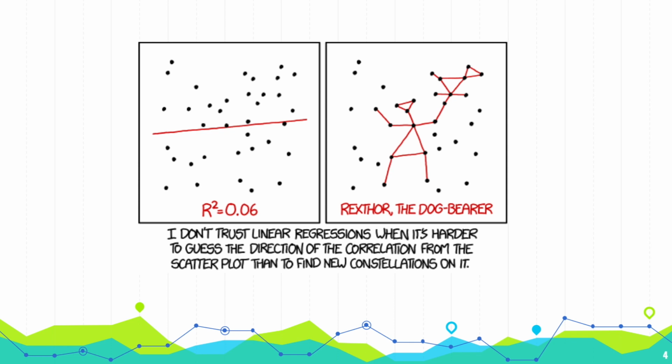Let's start with scatter plots. Scatter plots are points of data in which each individual point represents a relationship between an x variable and a y variable. And as you can see here, we've got a joke. "I don't trust linear regressions when it's harder to guess the direction of the correlation from the scatter plot than to find new constellations on it." Rex Thor, the dog bearer.